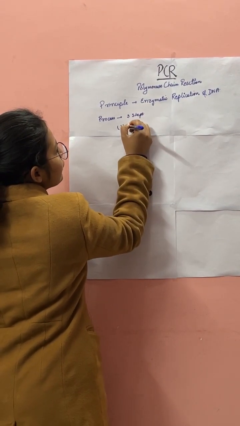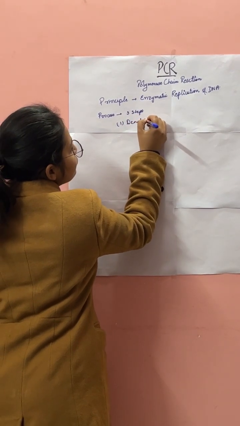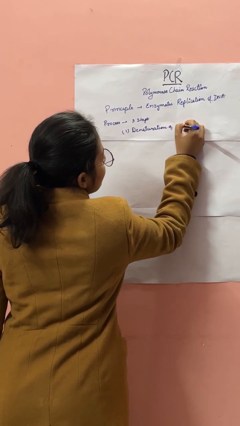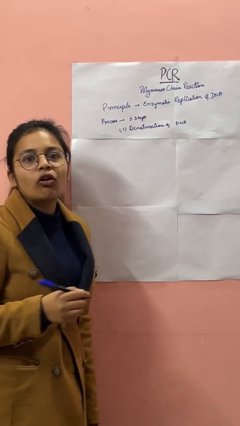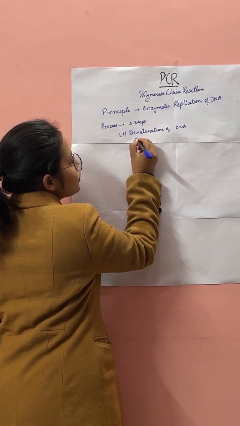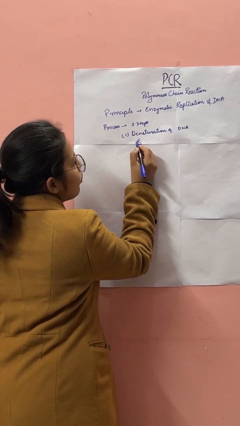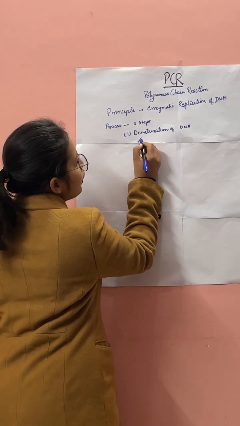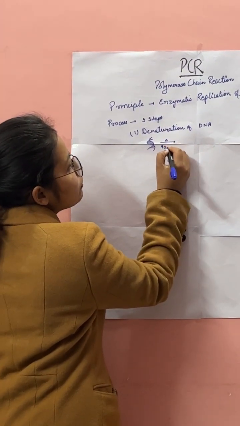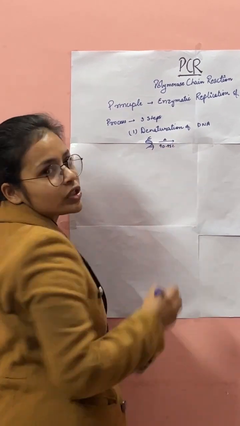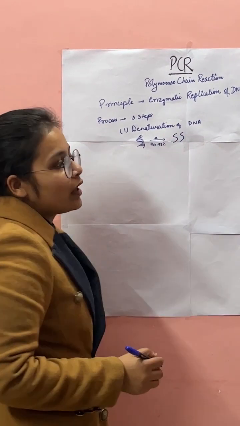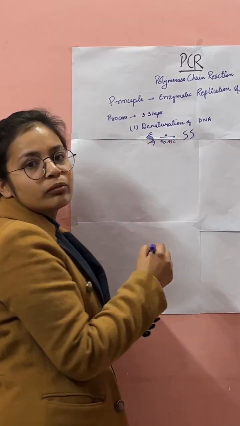First step, denaturation of DNA. That is breaking of DNA strands. As you all know, DNA is double-stranded in nature, and bonded by hydrogen bonds. Now what happens when we heat the DNA at 90 to 95 degrees Celsius of temperature? The strands of DNA get separated and the bonds between them is broken.